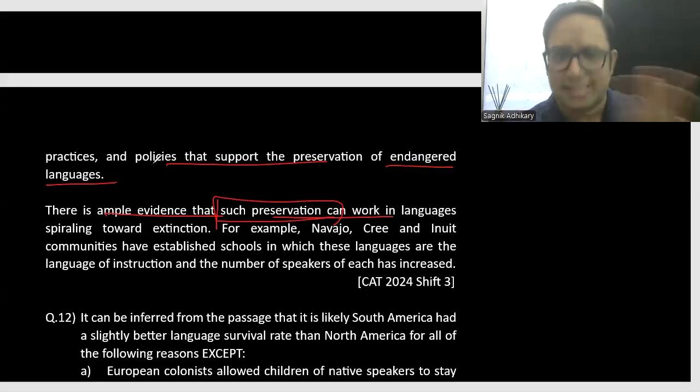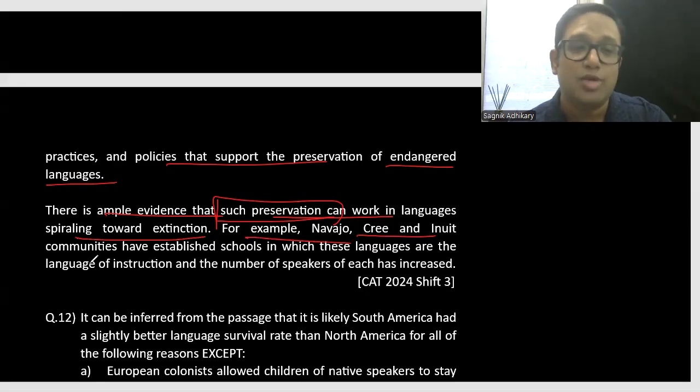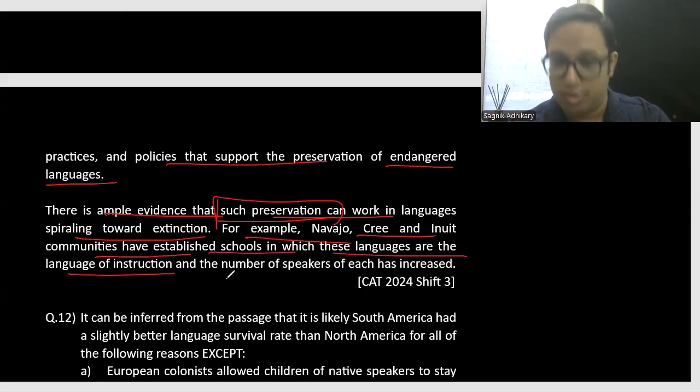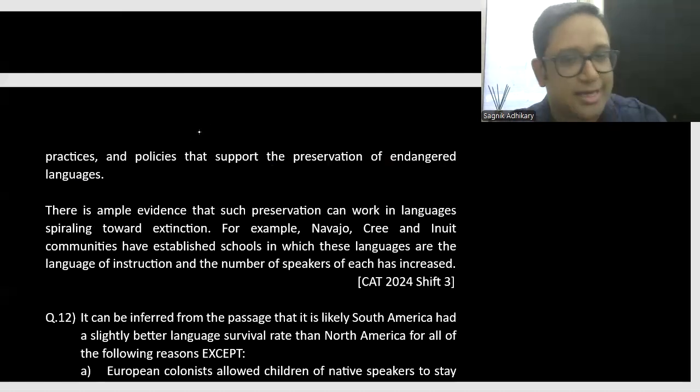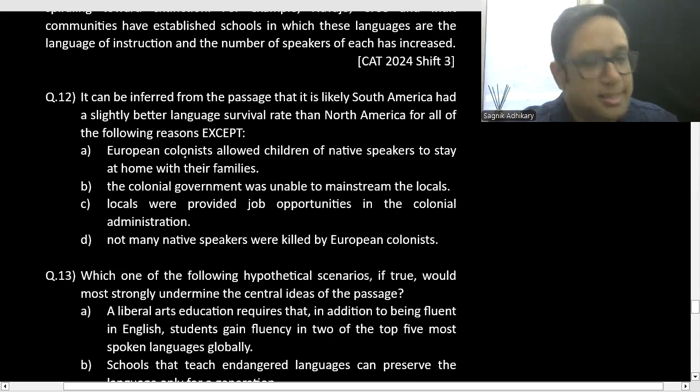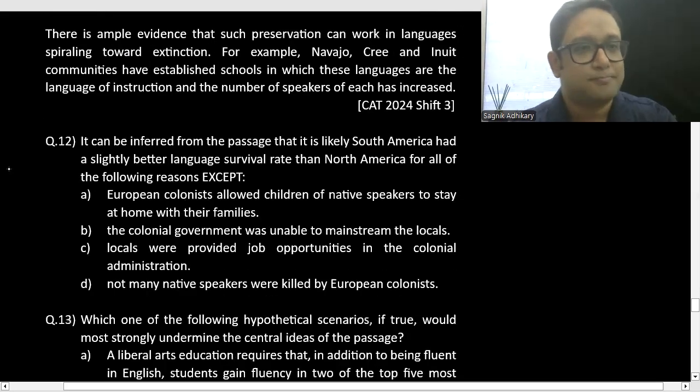There is ample evidence that such preservation, and such preservation refers to both the previous two paragraphs, can work in languages spiraling towards extinction. For example, Navajo, Cree, and Inuit communities have established schools in which these languages are the language of instruction, and the number of speakers of each has increased. So there are some instances where this kind of preservation has actually worked, particularly in the case of Navajo, Cree, and Inuit communities. Let's look at the questions.